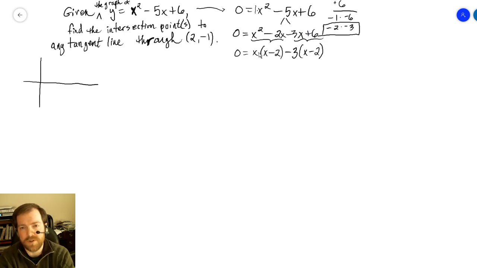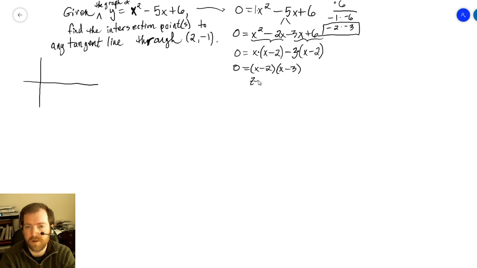And now if you look at the terms, we have multiplication by the same term, so we can factor that out as well. So x minus 2 is factored out. Literally, x minus 3 is left over. So this means that we have zeros at (2, 0) and (3, 0).